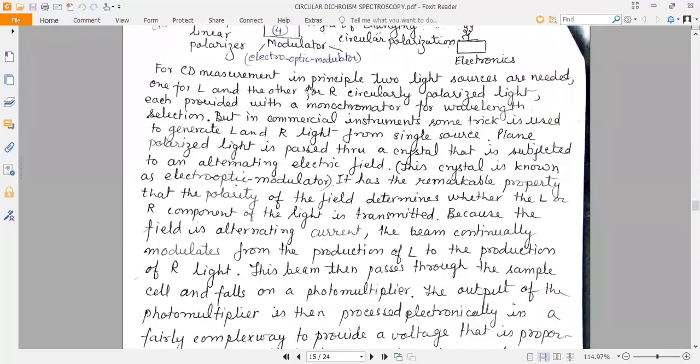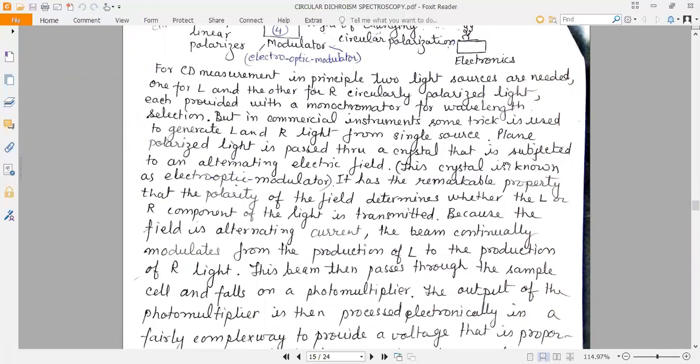For CD measurement, in principle, two light sources are needed, one for L and other for R, circularly polarized light, each provided with monochromator for wavelength selection. But in commercial instruments, some trick is used to generate L and R varieties from single source. एक ही source से right and left polarized light is produced.